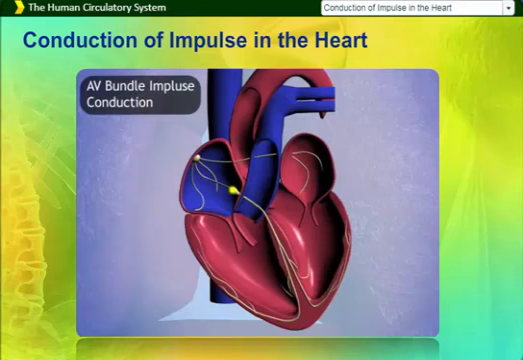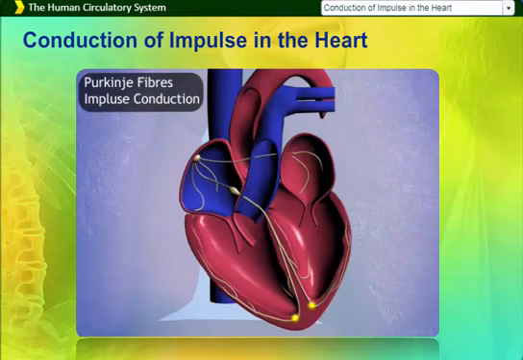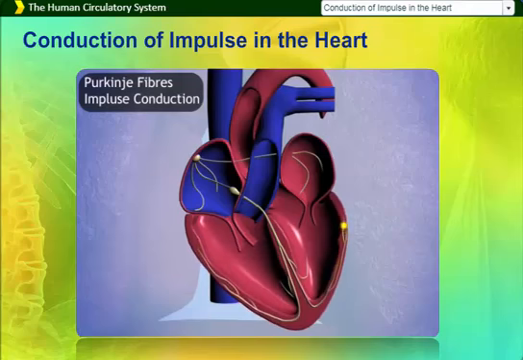AV bundle impulse conduction. The impulses are then sent down the AV bundle. This bundle of fibers branches off into two bundles, and the impulses are carried down the center of the heart to the left and right ventricles. Purkinje fibers impulse conduction. At the base of the heart, the bundle starts to divide further into Purkinje fibers. When the impulses reach these fibers, they trigger the muscle fibers in the ventricles to contract.